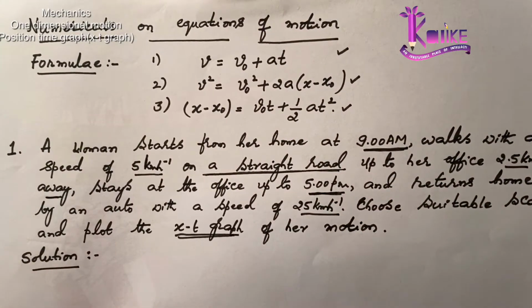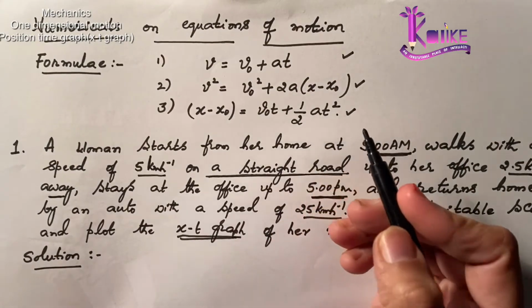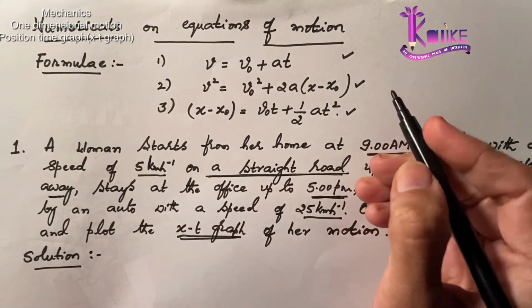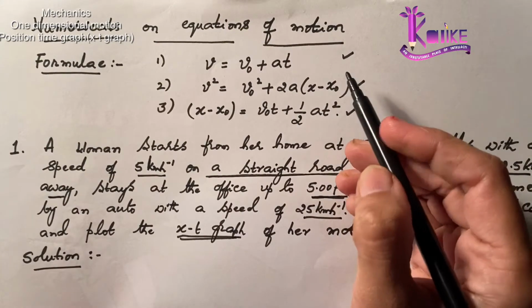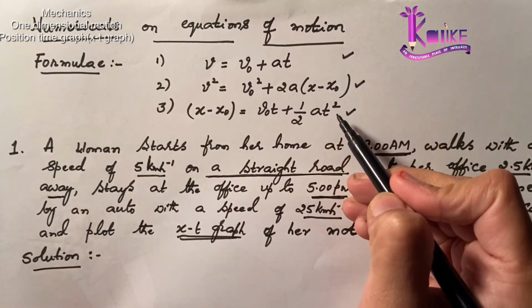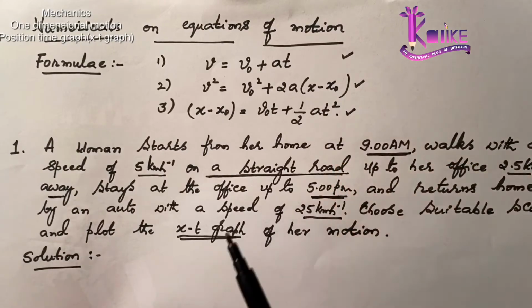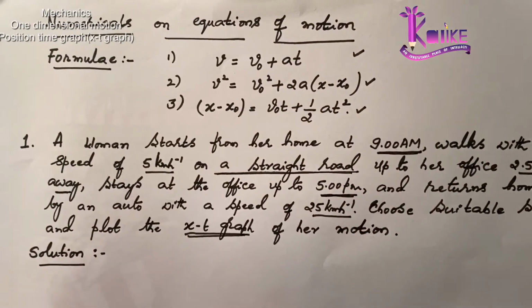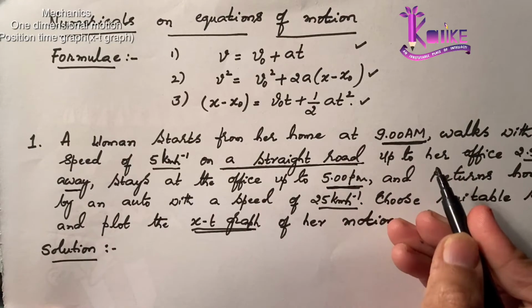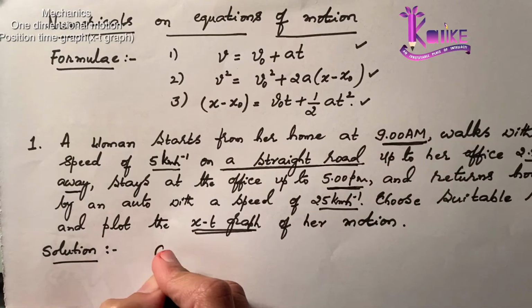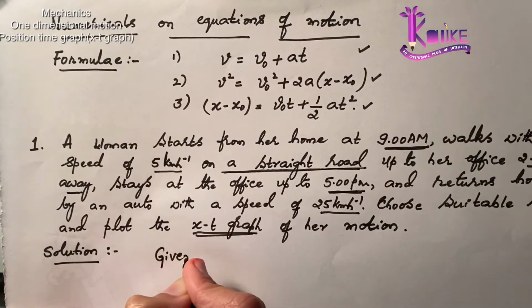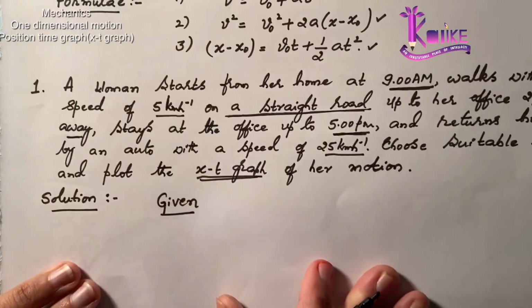Now, this numerical can be solved using any of these equations of motion. So now our job is to find out which equations of motion can be used among the 3 that have been mentioned here. Now let's write down the data that we have. So what all do we have? It is given. What is all given?